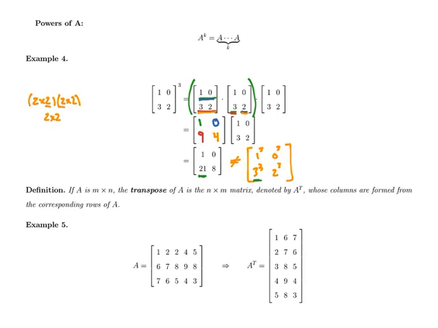Another thing we're going to look at a lot is the transpose of A. So if A is m by n, the transpose is you're going to switch the rows and the columns. We're going to have n by m. And then again, that is where the columns are formed using the corresponding rows of A. The rows become the columns. This is denoted by A to the capital T, A transpose.